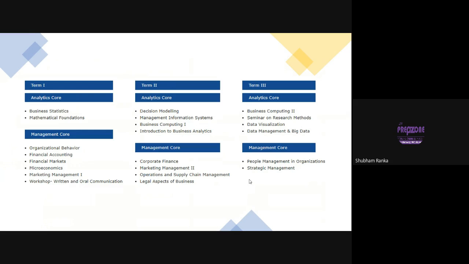ये analytics का part नहीं है actually, सारे MBA grads को ये पढ़ना पड़ता है. मैनेजमेंट कोर में ऑर्गेनाइजेशन बिहेवियर है, फाइनेंशियल अकाउंटिंग है, फाइनेंशियल मार्केट्स, माइक्रो इकोनॉमिक्स, मार्केटिंग मैनेजमेंट एंड रिटन एंड ओरल कम्युनिकेशन. तो ये सारे MBA ग्रेजुएट्स पढ़ते हैं.